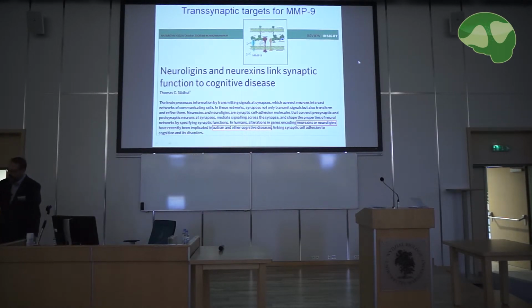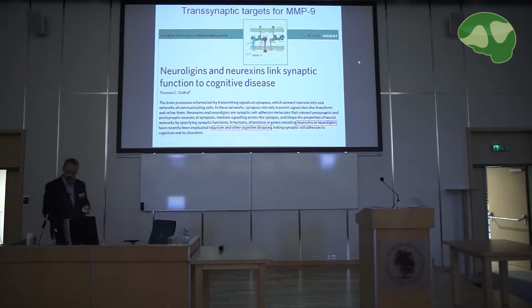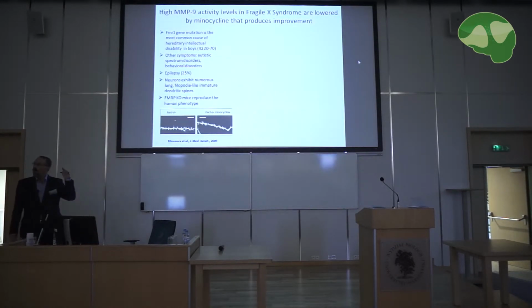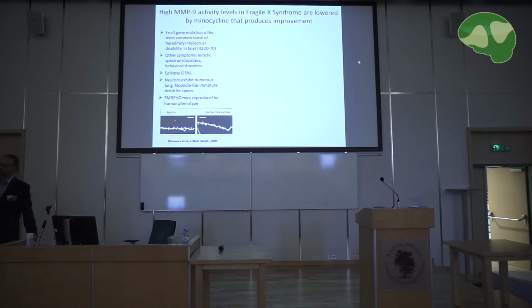Actually, when you look at the literature of gene association, polymorphisms, copy number variants, this kind of stuff, you find that neuroligins and neurexins are more often associated with autism and schizophrenia and some other disorders. FMRP is fragile X mental retardation protein. This is the protein that is deficient in the disease called Fragile X syndrome in humans. This is the most common mental disability in boys, and it is X-linked. So mutation in this gene produces intellectual disability and autistic spectrum disorder symptoms.